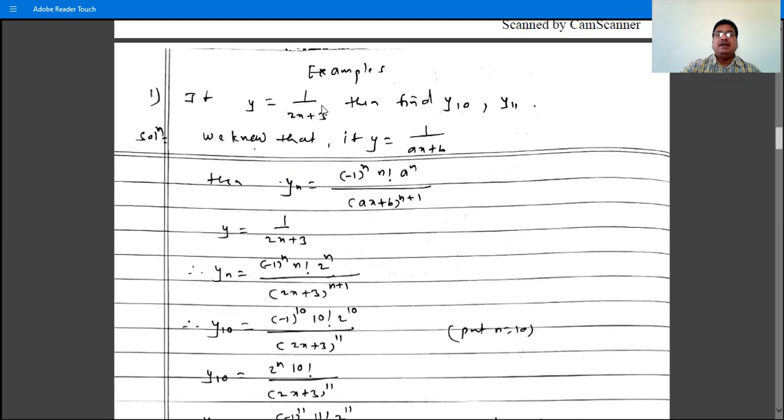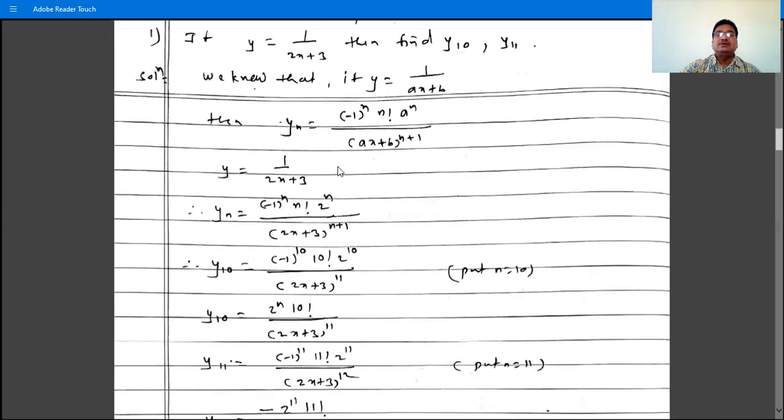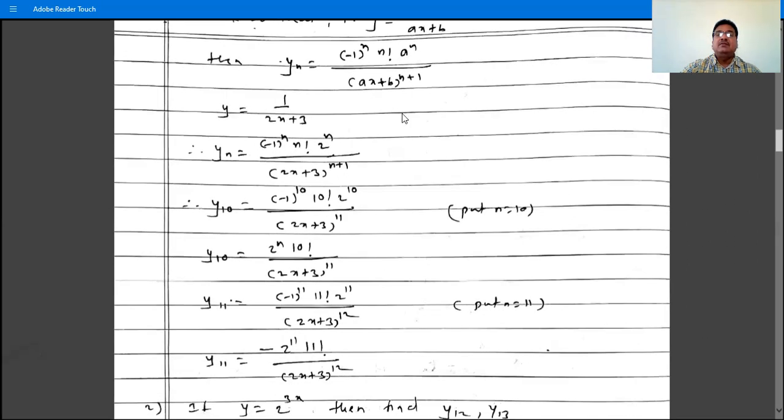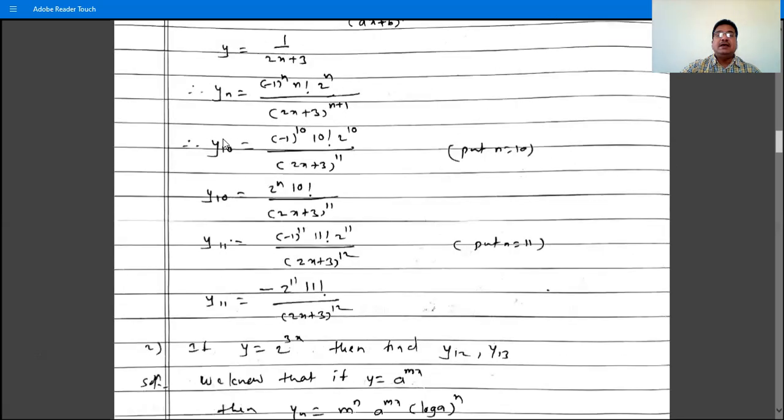So this 1 by twice x plus 3 is of this type. So y is 1 by 2x plus 3. So yn is minus 1 raised to n, n factorial, like this. A is now 2, so 2 raised to n, and ax plus b is 2x plus 3, so 2x plus 3 raised to n plus 1. So this is yn. Now we have to find y10. So substitute n as 10.